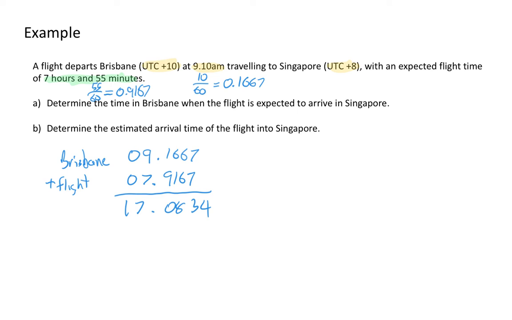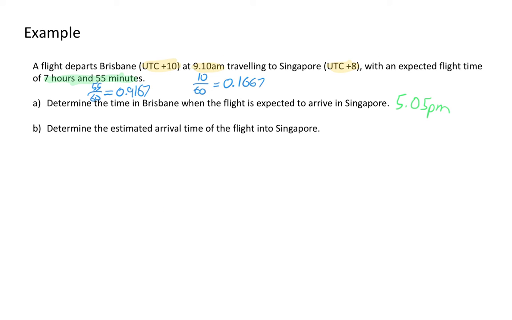So to find out my Brisbane time, I want to convert 17.0834 back into a time. So because it's 17, I know it's going to be PM. So I can take away 12. So that's going to be 5. And then 0.0834, if I multiply that by 60, I can get my minutes. So 0.05, and it's going to be PM. So the time in Brisbane when the flight is expected to land is going to be 5:05 p.m.